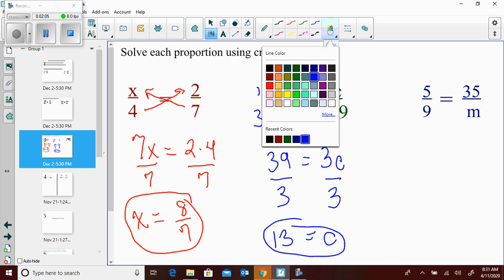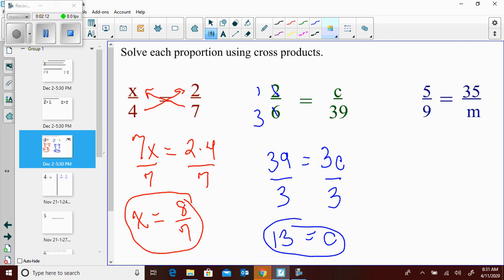Okay. Here is the main one. This is the one I really want you to see. It'll help you understand why we do not multiply. Let's take our cross multiplying here. 5m equals 9 times 35. Most of us cannot do that in our head, or quickly in our head. So let's just do 9 times 35. It's going to make a lot more sense, right?